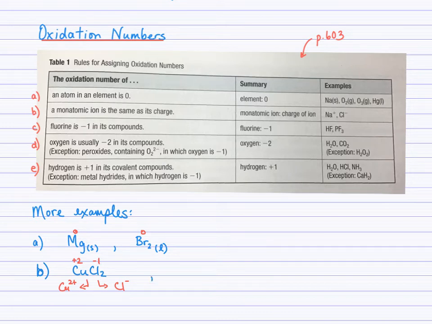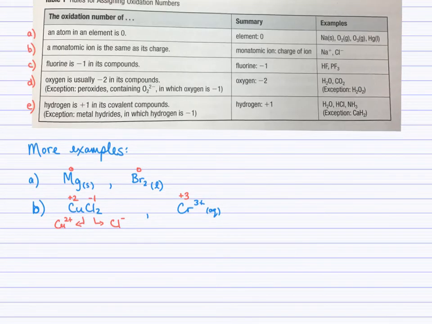Now will you sometimes, as we saw in the earlier example, just see the ion written on its own? Absolutely. And so the chromium ion here with a charge of 3 positive has an oxidation number of positive 3. Okay, for row C, I don't think there's too much else to show you here. You'll notice that fluorine shows up in both these compounds, and the oxidation number of the fluorine would be -1 in each case.